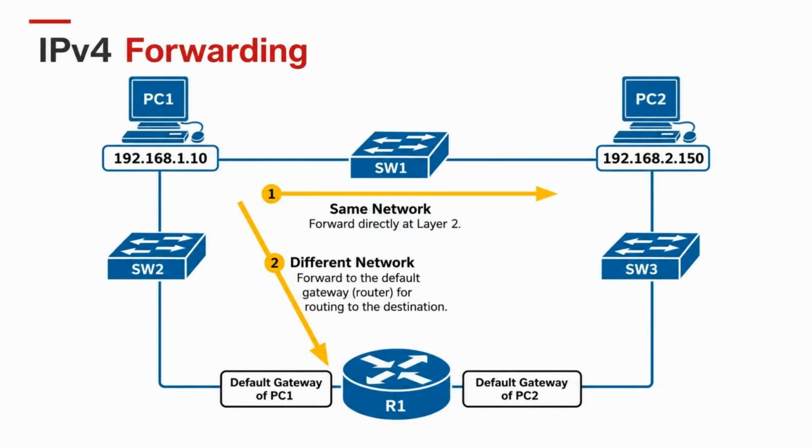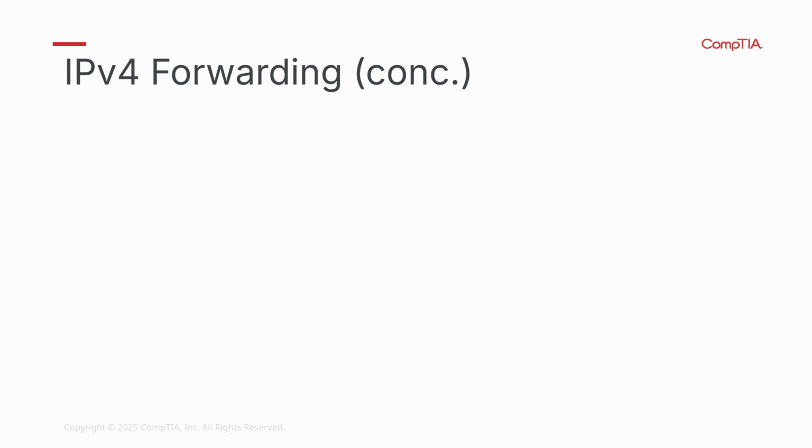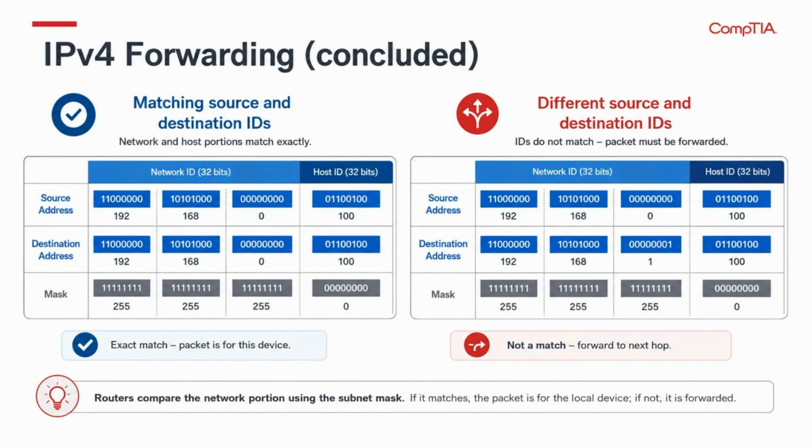Here's IPv4 forwarding shown visually. This is the comparison a host runs every time it sends a packet, deciding whether to deliver locally or route it elsewhere. 2 more forwarding examples. One showing matching source and destination network IDs, staying local, and one showing different IDs, which means the packet has to be routed to another network.